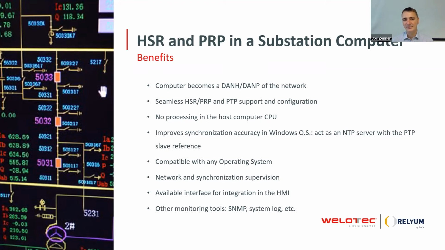The whole solution is compatible with standard Windows and Linux operating systems. The reason behind this is that, for the operating system itself, the card or the PRP or HSR network just looks like a standard Ethernet port. So you don't need any modification of your application. In addition, you also have more networking and monitoring possibilities, including SNMP, syslog, and so on, so that your system becomes really IT ready with this type of solution. Also, your network becomes IT ready.